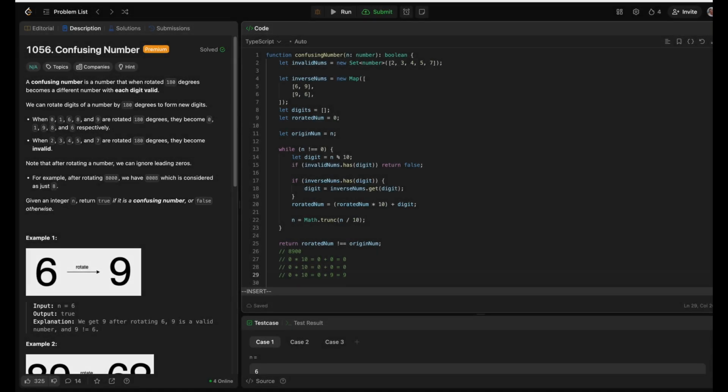Hello everyone. Today I decided to show you a solution for this confusing number problem. First we'll discuss what the problem is and figure out the description, what we have to do.